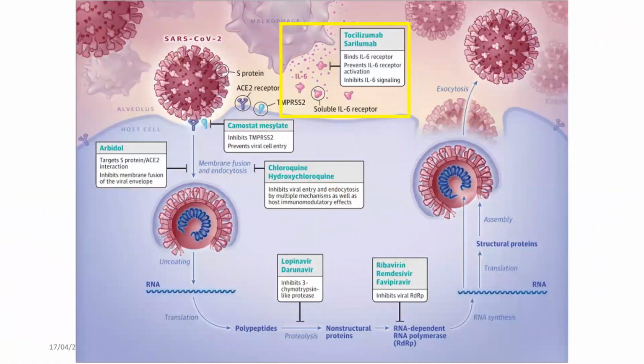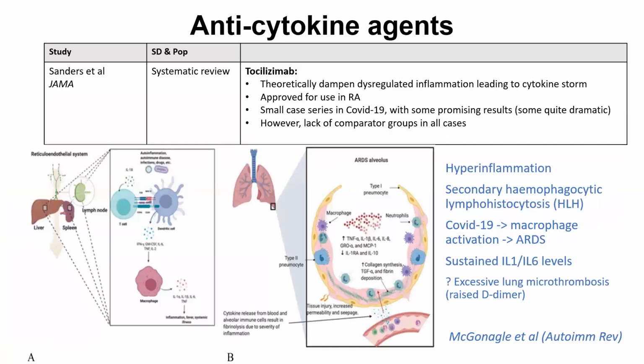All right, I'm going to have a brief look at tocilizumab, primarily the anti-cytokine agents. Theoretically, they dampen dysregulated inflammation, which might lead to cytokine storm. This is a very complicated bit of physiology. There's a really nice paper by McGonagle and colleagues in Autoimmunity Reviews looking at the mechanisms of how this works, and I've just included a diagram of this here.